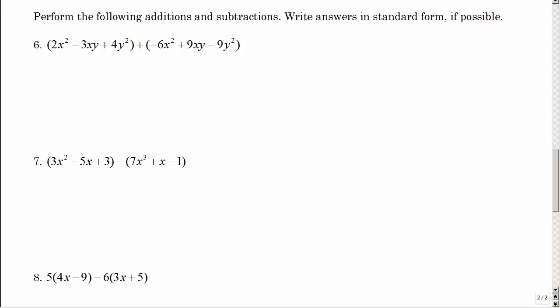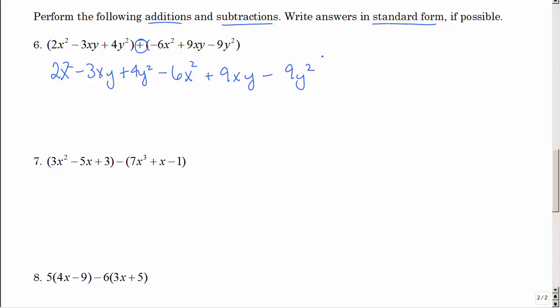Perform the following additions and subtractions. Write answers in standard form if possible. If you have a plus sign between parentheses, that just means you're adding, and there's nothing in front of the parentheses, we can remove the parentheses. We're not changing any signs because we're adding. And now we can combine like terms.